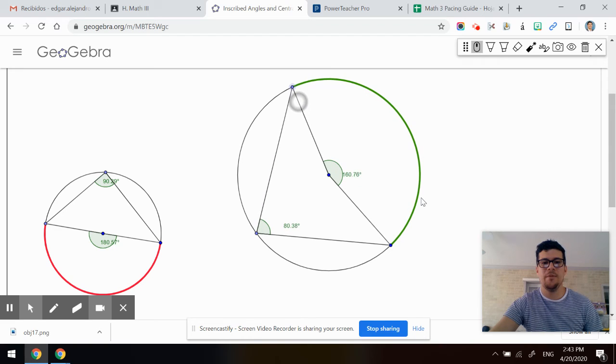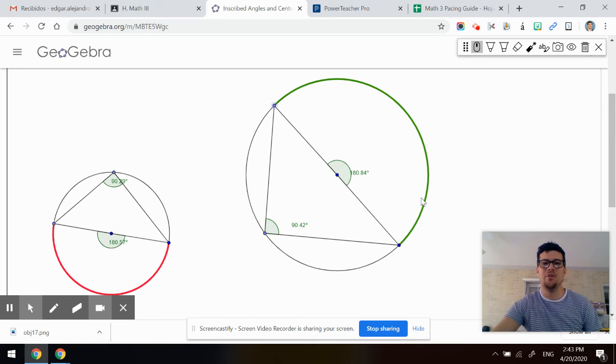If I go ahead and extend this to be a 180-degree angle, check out my arc. My arc is practically 180 degrees, in other words, half of a circle. The central angle right here is 180, and the arc is 180 degrees as well. But now take a look at your inscribed angle. I've not moved this point, but it is now a right angle, a 90-degree angle. Once again, this shows that an inscribed angle is half the measure of a central angle.